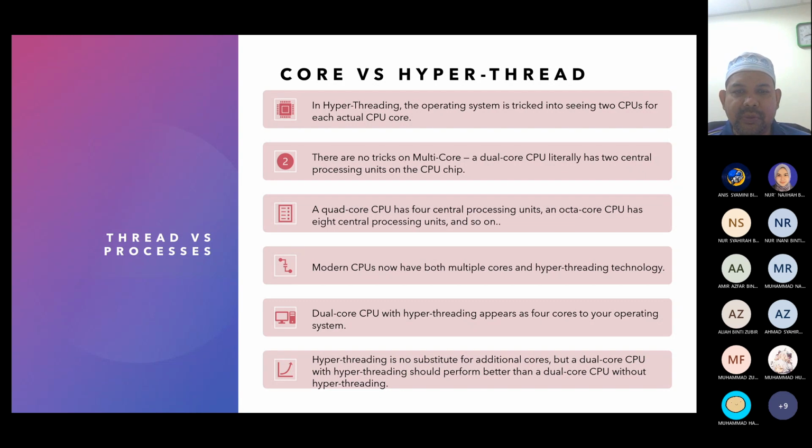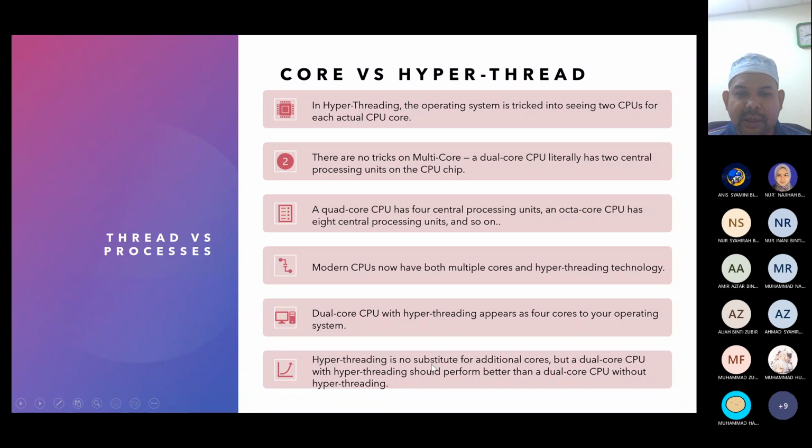Okay, so modern CPU now have both multiple cores and hyperthreading technology. So dual core CPU with hyperthreading appears as 4 core to your operating system. Okay, dual core CPU dengan hyperthreading akan appear 4 core to your operating system. Contoh saya tadi, quad core akan nampak ada 8 kan, ada 8 core kan, tu Windows kan.